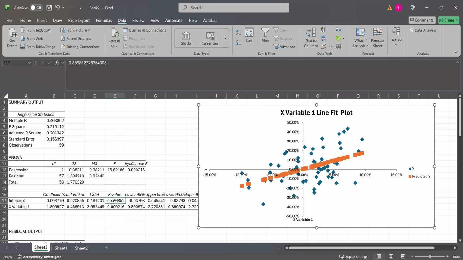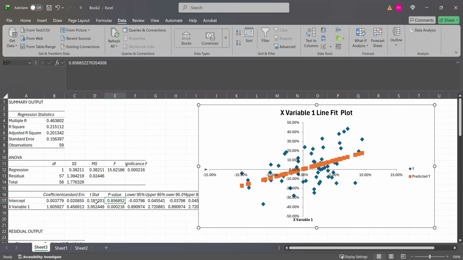For p-value, the lower the p-value, the higher the significance. So if this value here is 0.09, this means that this coefficient is statistically significant at the 10% level. If it's 0.045, at the 5%, and if it's less than 1%, it means that it's significant at the 1% level, which is the highest level of significance.